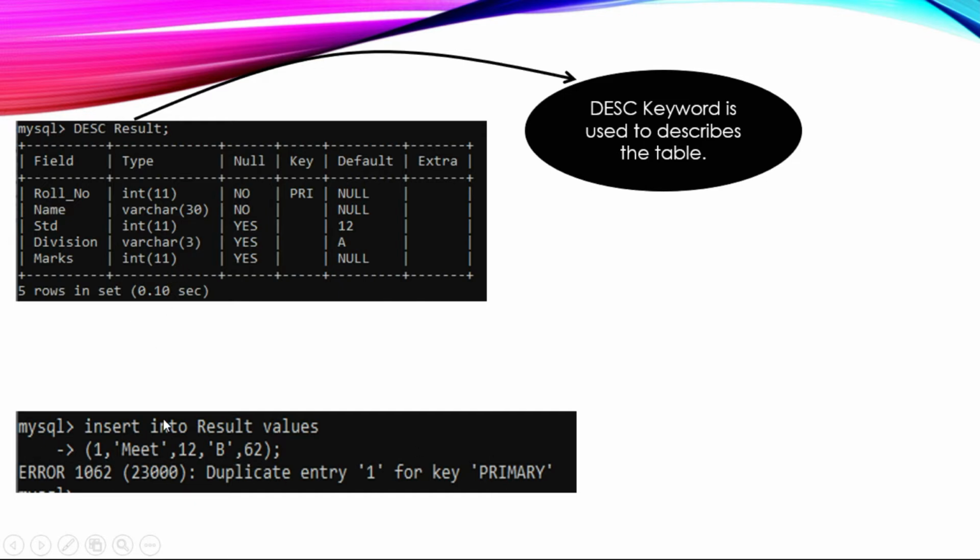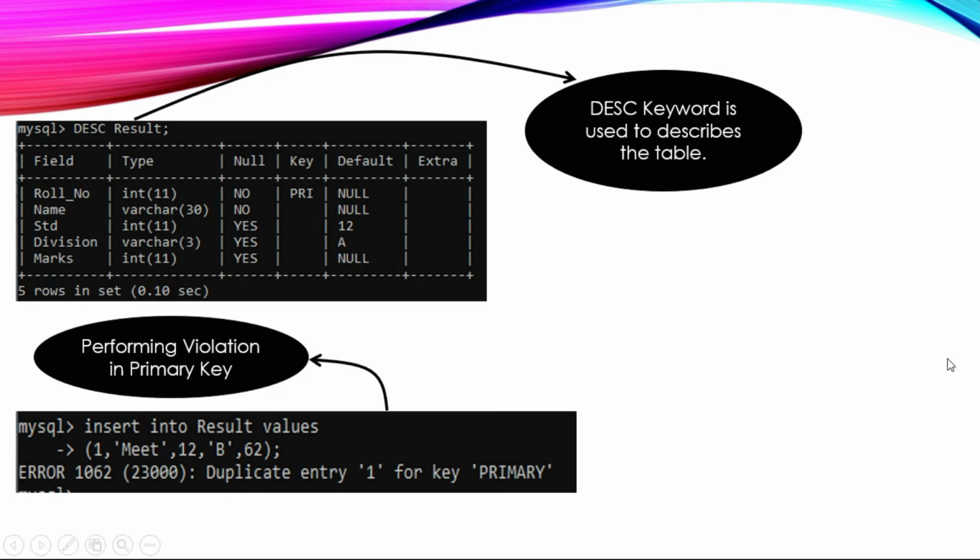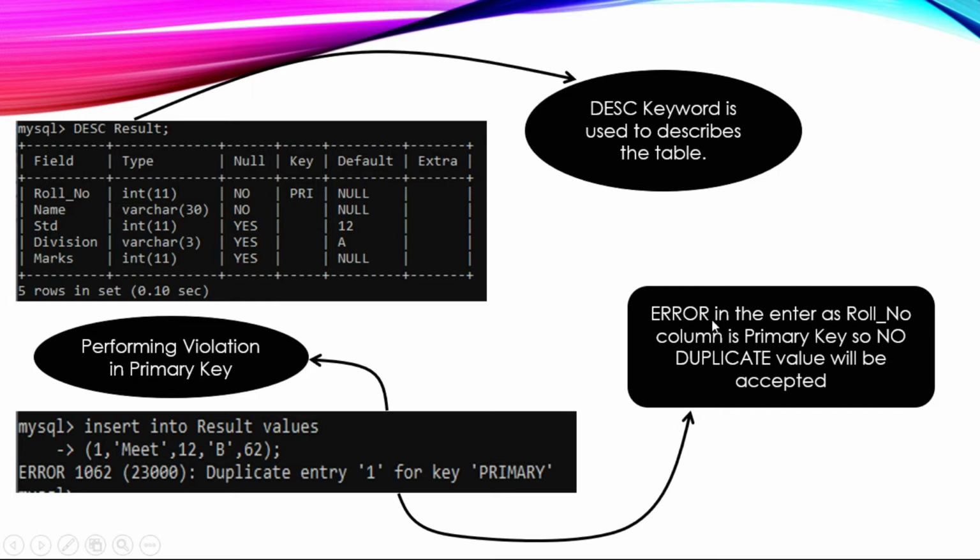Now here you can see earlier I have inserted 1 as the value. And the first column, that is my roll number, is primary key. So primary key will not accept duplicate values. So here you can see the error, duplicate entry 1 for the primary key, because we have already inserted one value. So if I'm trying to insert the same value again, it will give an error. There will be a violation in the command. What is the error? Error in the entry as roll number column is primary key. So no duplicate values will be accepted.